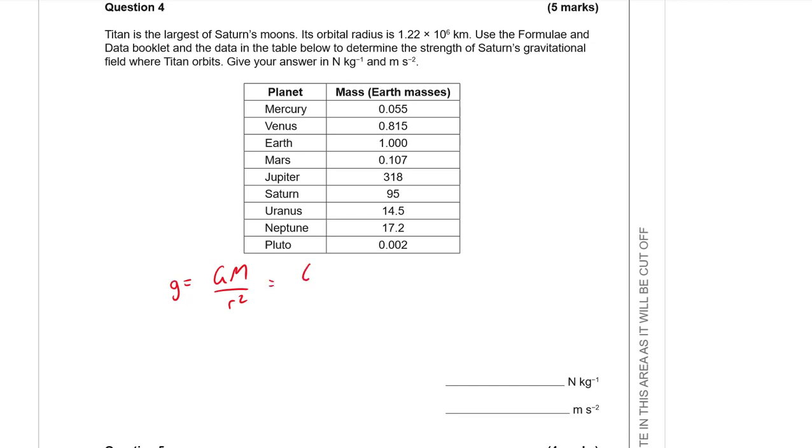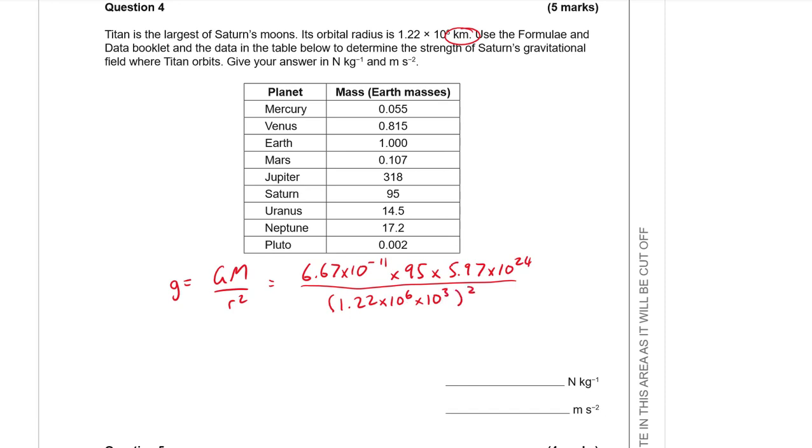So your big G is 6.67 times 10 to the negative 11. And the mass that you've been given for Saturn is 95 times the mass of the Earth. So the mass of the Earth is 5.97 times 10 to the 24 kilograms. And then you're going to divide that by, now all of this needs to be squared, it's probably a common mistake. So the radius is going to be 1.22 times 10 to the 6. Now it's in kilometers, so you need to make sure that you then go 10 to the 3.